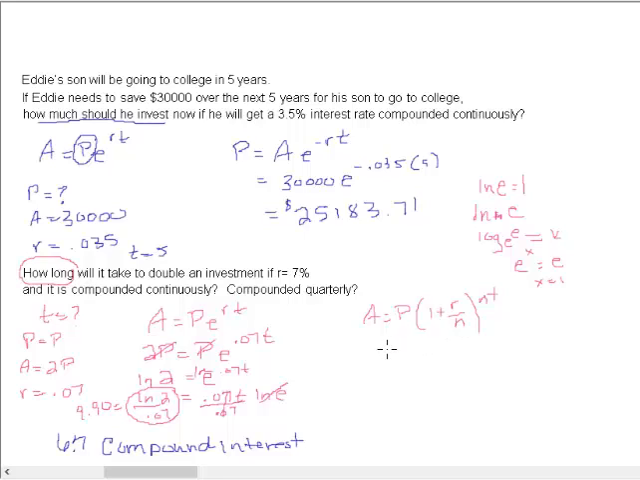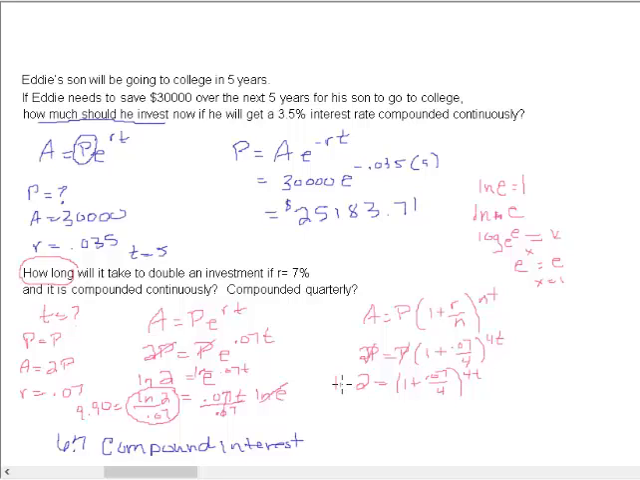So now if I compound quarterly, same thing. I will have 2P is equal to P times 1 plus r, which is 7%, so 0.07 over, compounded quarterly would be 4. And then this would be to the 4t power, because t is what we're looking for. So again, those P's cancel, so I have 2 equals 1 plus 0.07 over 4 to the 4t.